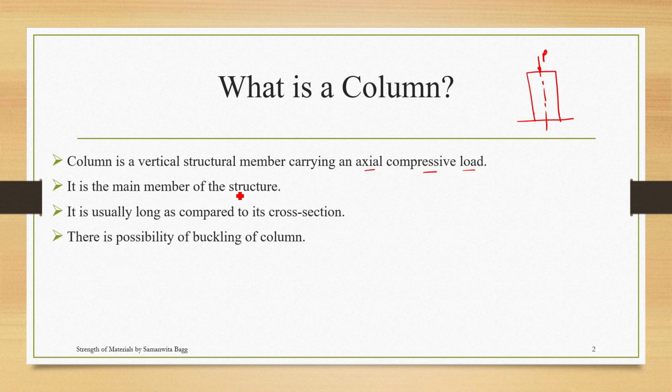It is the main member of the structure because the columns are the first thing that are built. When you are making a building, you will first make the columns, then you will go for making of the beams. Then you will work on the floors and finally the walls are made. So this is the main member of any structure.